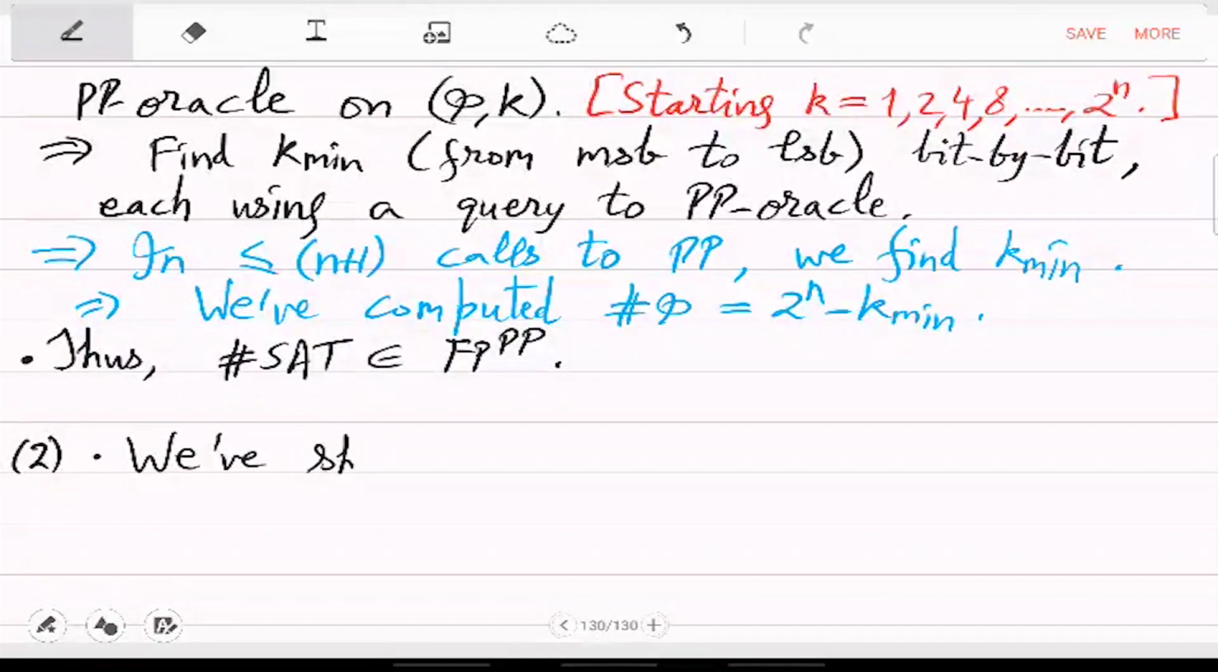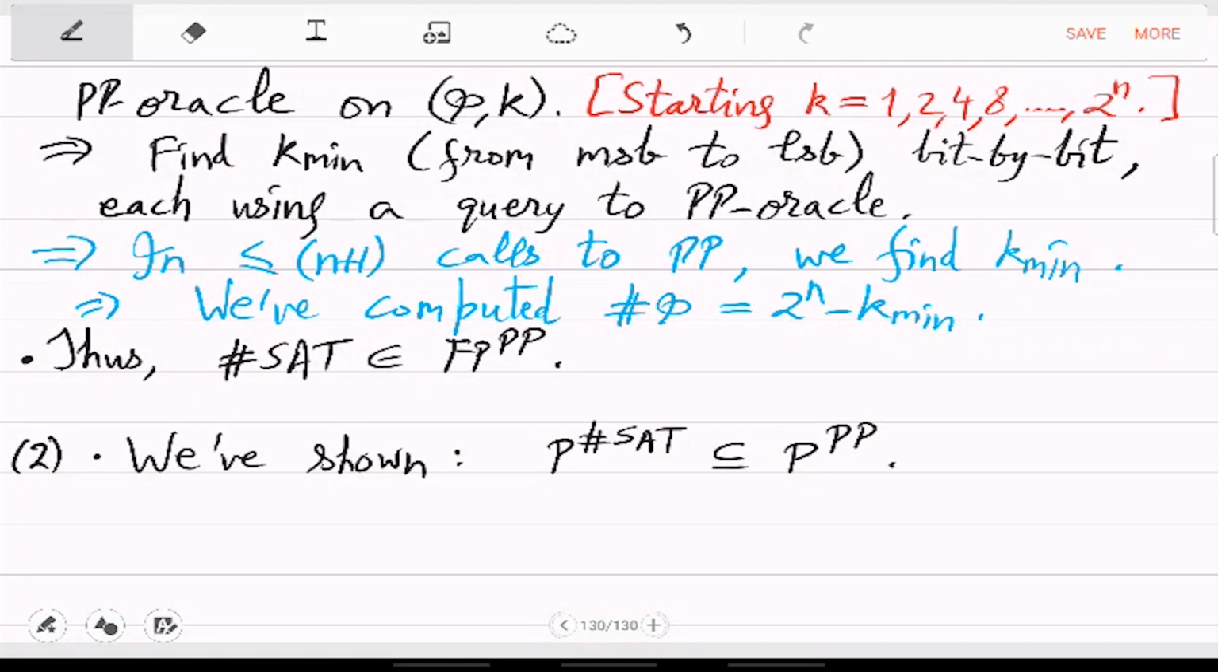So we have already shown that P raised to #SAT is contained in P raised to PP. Right? If you can solve PP, then making those calls you can solve #SAT. And so any problem that is calling #SAT as an oracle, those calls can be replaced by PP oracle calls. So P raised to #SAT is in P raised to PP.